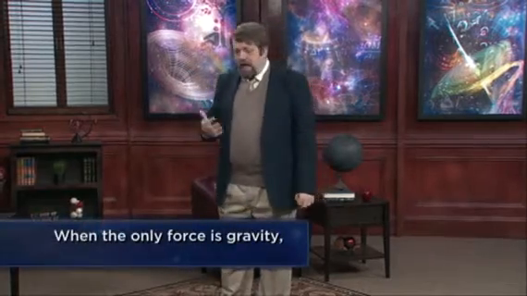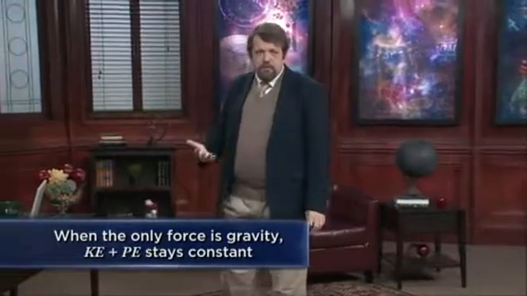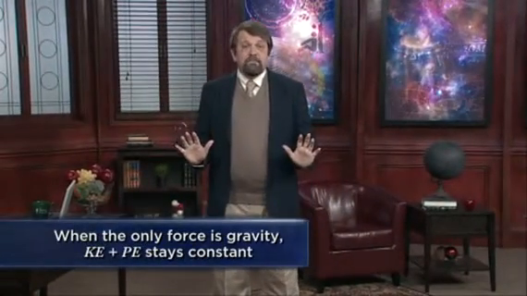Now, when the only force acting is gravity, kinetic energy plus potential energy, the total mechanical energy, stays constant. And that lets us figure out something quite interesting. So throw the apple upward. It goes up, slowing till it reaches the top of its path, where it is momentarily at rest. Its kinetic energy is zero at the top. Then it falls back down. Throw the apple a little faster, and it goes a little higher. At the top of its trajectory, its kinetic energy is zero, which is the smallest possible value for kinetic energy.